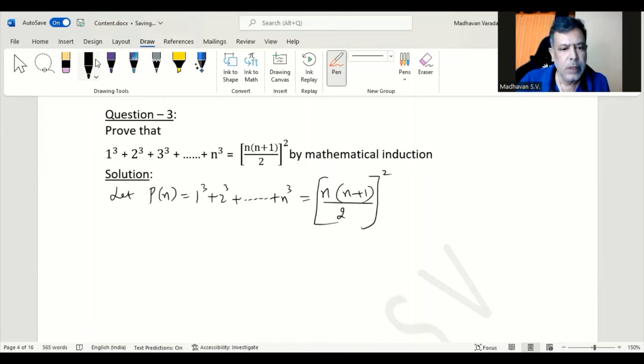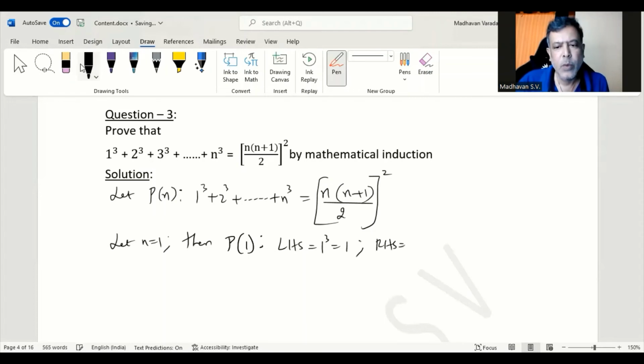So now let n equal to 1, then p of 1 will be, here, instead of putting equal to, I will put colon. So in this case, LHS will be 1 cube, which is nothing but 1. Right hand side will be 1 into 1 plus 1 divided by 2, the whole square. That will also be 1. So we can say p of 1 is true.